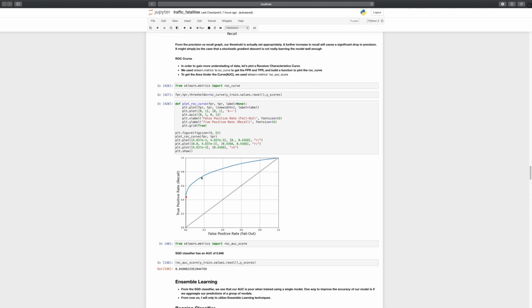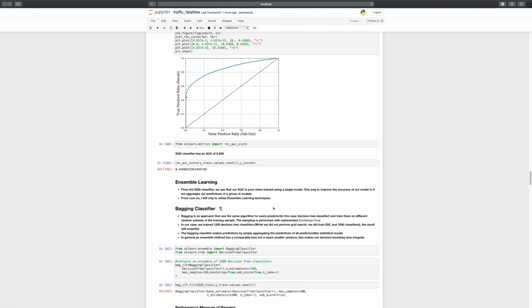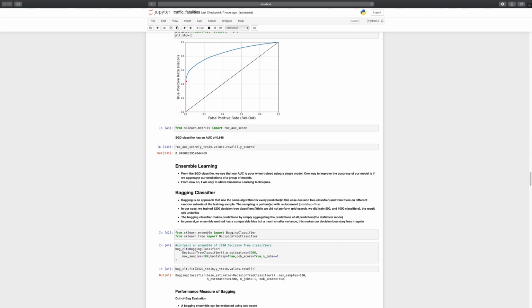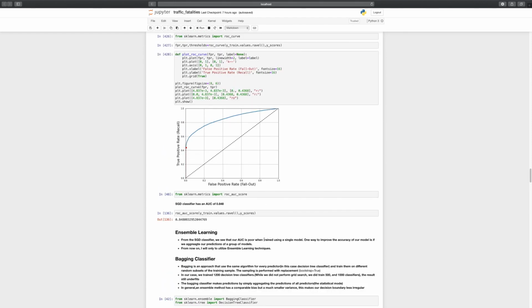From the AUC ROC we have here, our AUC is generally around 0.848, which is not really a good number compared with our other classifiers. For the following classifiers, I decided to move from a single model to an ensemble model. What is an ensemble model?